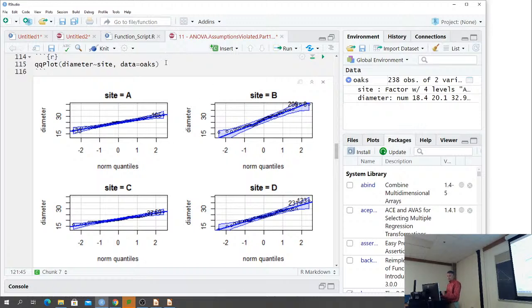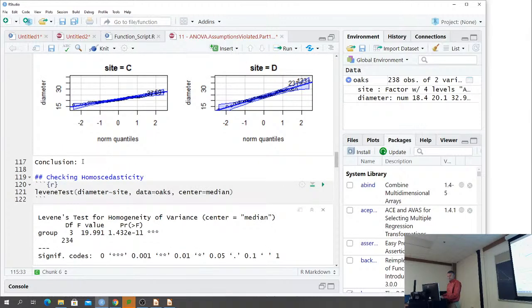If we wanted to do this, so this is our conclusion. Data appear to be normally distributed within each group.